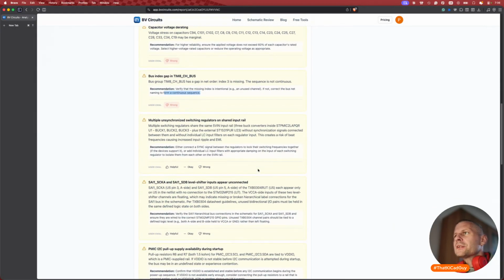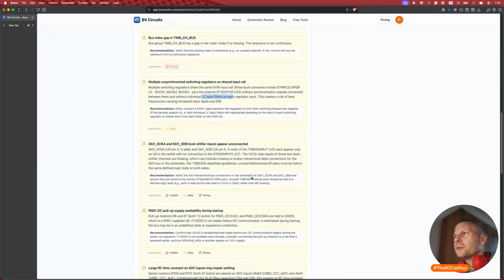Multiple unsynchronized switching regulators on shared input rail. Yeah, the frequency is not synchronized, but the voltage sequence is synchronized. And yeah, there are no LC input filters, but we don't need it. Thank you. That's okay, that's an okay issue.